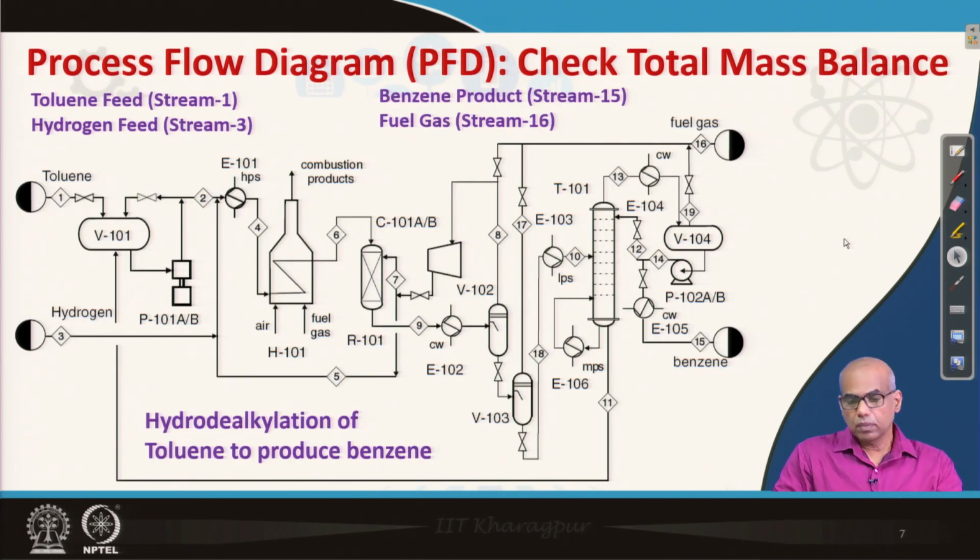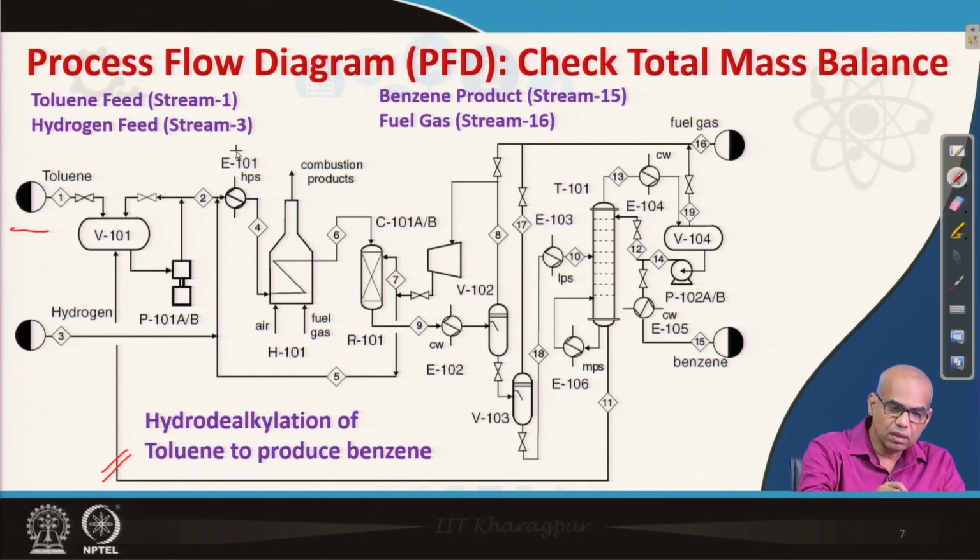Now, we are familiar with this flow sheet. This is hydrodealkylation of toluene to produce benzene. So, the overall reaction is toluene plus hydrogen equal to methane plus benzene. So, fresh toluene is mixed with recycled toluene, then it is pressurized and mixed with hydrogen.